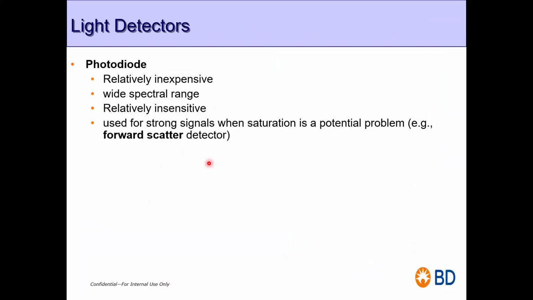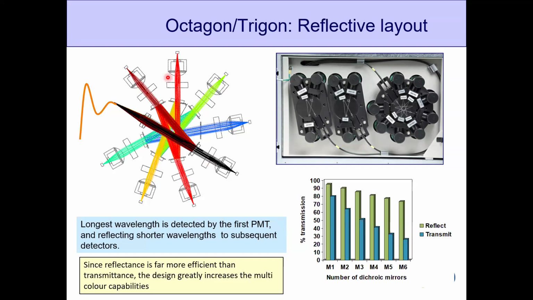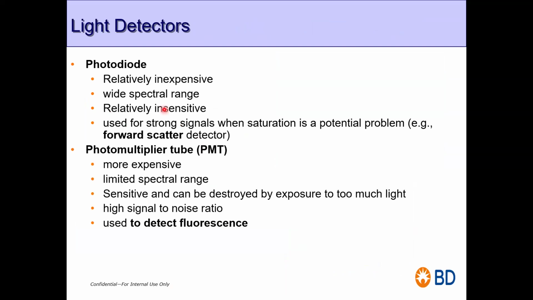So you have two types of detector, photodiodes and photomultiplier tubes. Photomultiplier tubes are placed for your side detectors and for your fluorescence detectors. And your photodiode is there for your forward detector. Why? So basically, photodiode is a weak detector. But why do we use a weak detector in forward scatter?